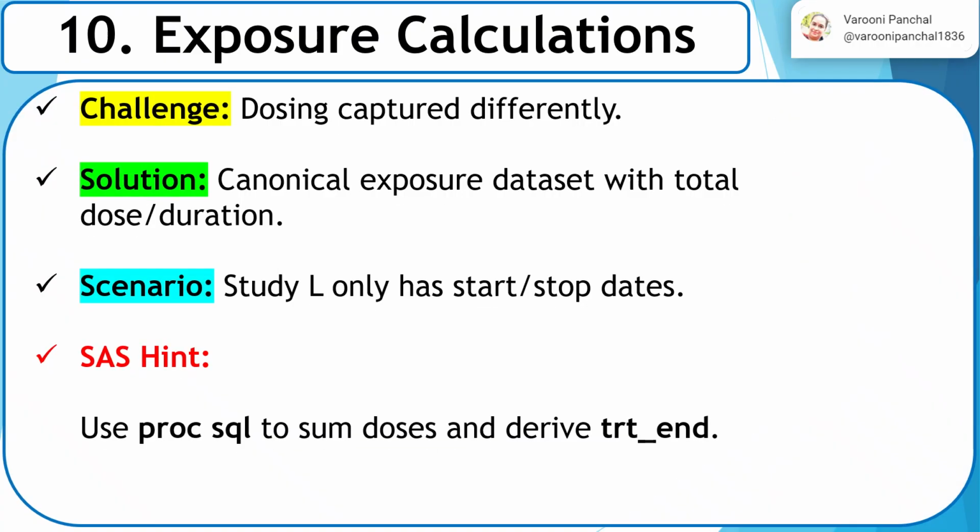Now number 10 is the exposure calculations. The challenge here is that dosing is captured differently. In some studies the dosing was captured in one unit, whereas in other studies the dose was captured in another unit. In some studies there were start dates but no stop dates, in some they had both start and stop dates, and in some they had only stop dates but did not have start dates. Those kinds of situations might arise. So the solution is to get the canonical exposure data set with total dose and duration.